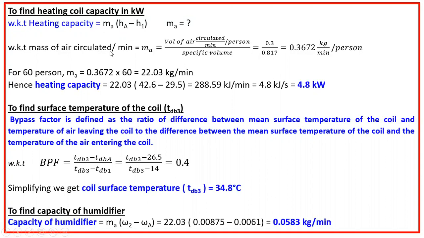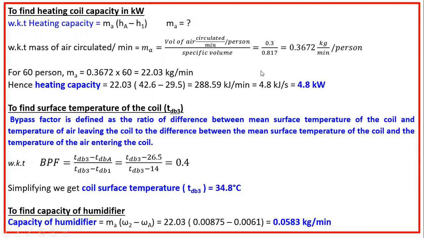So what is the amount of air circulated? The amount of air circulated per minute, m_a, will be equal to the volume of the air circulated per minute per person, which is given in the problem as 0.3, divided by the specific volume. Specific volume is meter cube per kg and here it is meter cube per minute, so meter cube gets cancelled and we get kg per minute. So how do you get this specific volume?